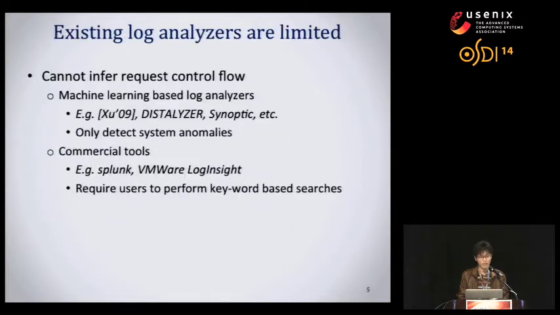Because of this, a lot of tools have also been built to try to utilize this information in logs, but they are limited in that they cannot infer request control flow. For example, machine learning-based log analyzers can detect system anomalies by recognizing abnormal log patterns. And some commercial tools like Splunk and VMware Log Insight index the logs and require users to perform keyword-based searches.